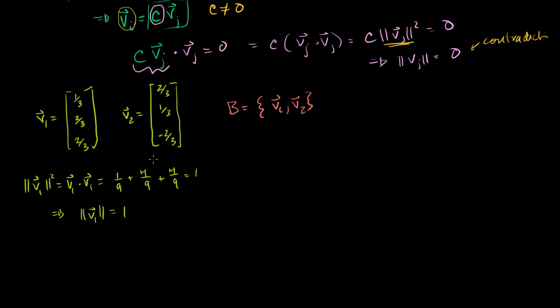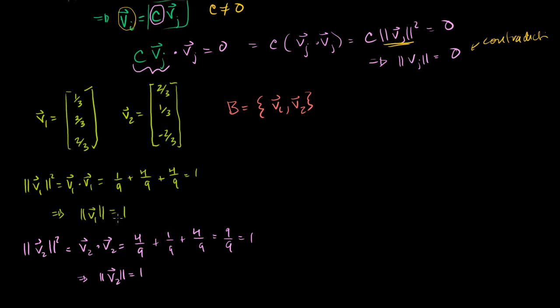What about vector 2? Well, the length of vector 2 squared is equal to v2 dot v2, which is equal to, let's see, 2/3 squared is 4/9, plus 1/3 squared is 1/9, plus 2/3 squared is 4/9. So that is 9/9, which is equal to 1, which tells us that the length of vector v2 is equal to 1. So we know that these guys are definitely normalized. We could call this a normalized set. But is it an orthonormal set? Are these guys orthogonal to each other?